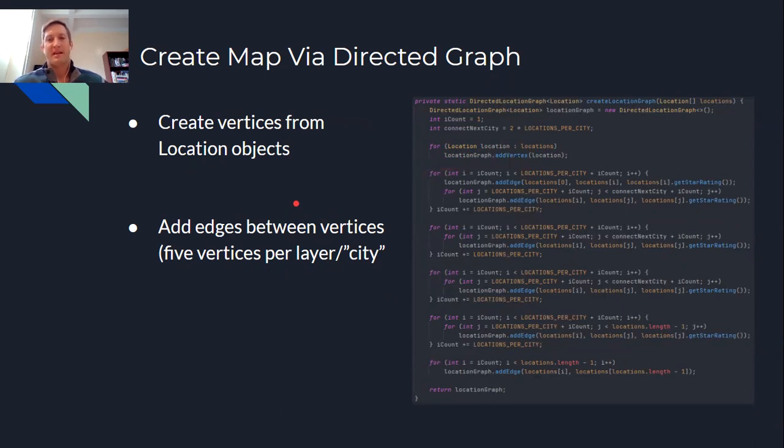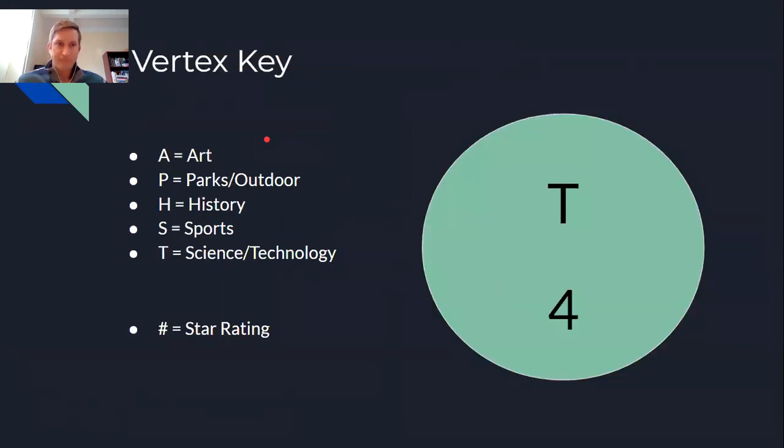The way the graph is laid out, you have your starting location, and then in each layer of the graph there's a maximum of 5 location objects, or location vertices, stored in there. Those layers essentially create the cities that you're going to be passing through in your road trip, which is a good way to think about it. And so that's where we add all the edges to the different layers.